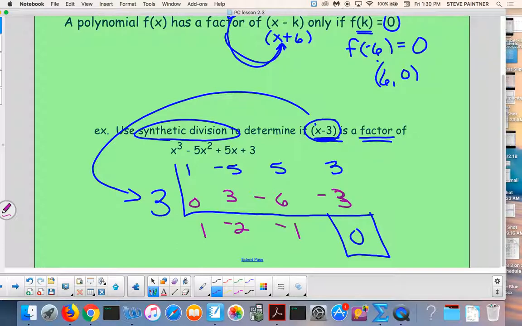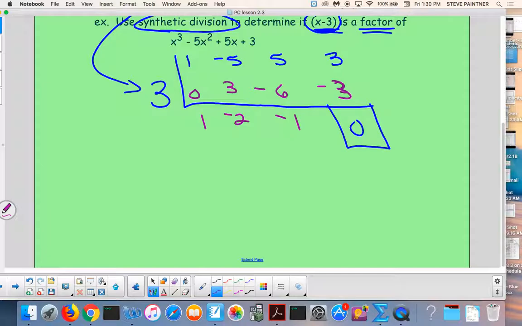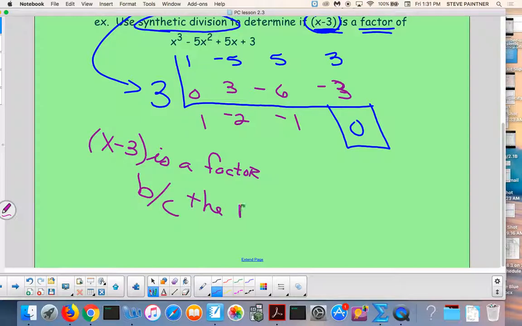Well, I got 0. Did you? Okay. Looking up there, your function has a factor of x minus 3 if and only if f of 3 is equal to 0. Is f of 3 equal to 0? Yep. So is x minus 3 a factor? It is a factor, yes. Why? Because the remainder is 0. The remainder is 0. Period.